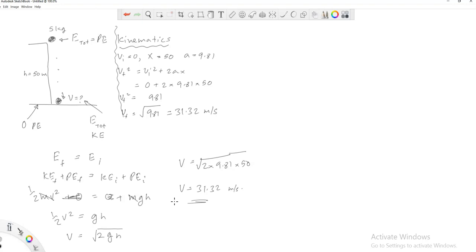Alright, let's add something to this example. Let's say you want to find the speed when it is 20 meters above the ground.